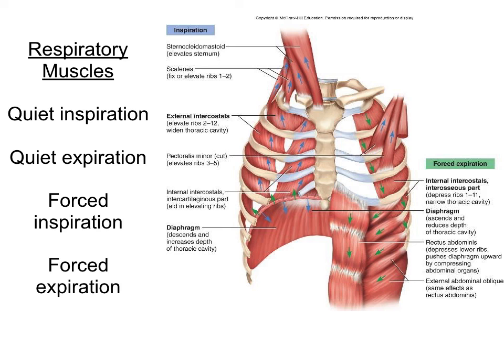During forced expiration, we can use the rectus abdominis to help pull down on the ribs and sternum, making the thoracic cavity smaller. The interosseous part of the internal intercostals, so this is the portion of those muscles between the ribs themselves, this portion pulls down on the ribs, making your thoracic cavity smaller.